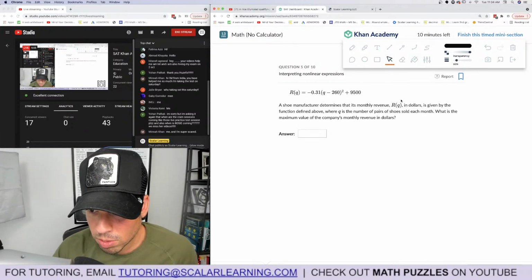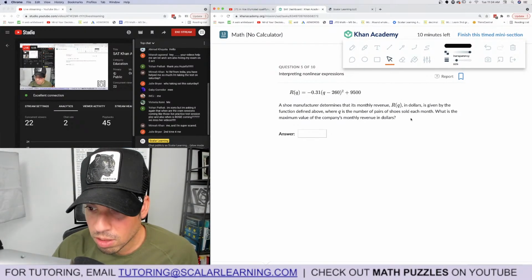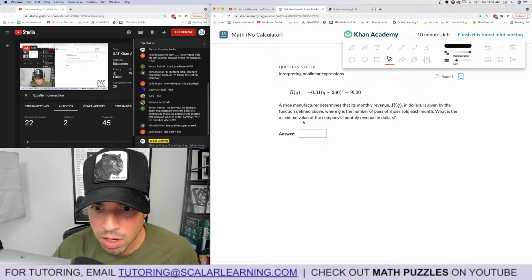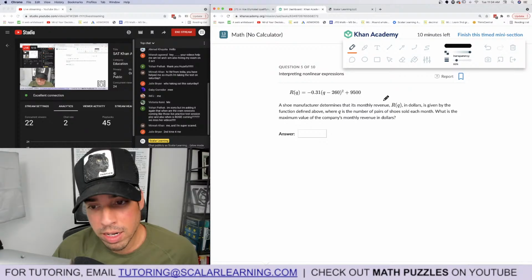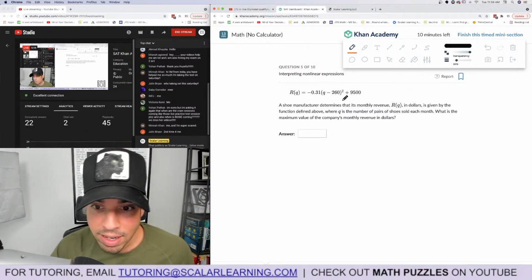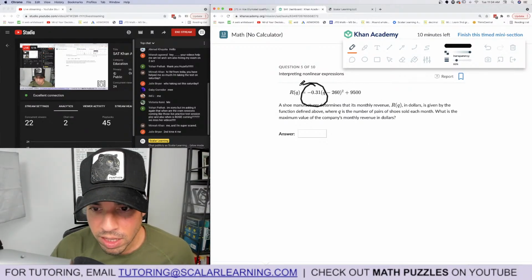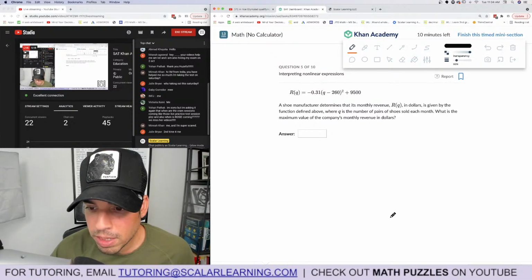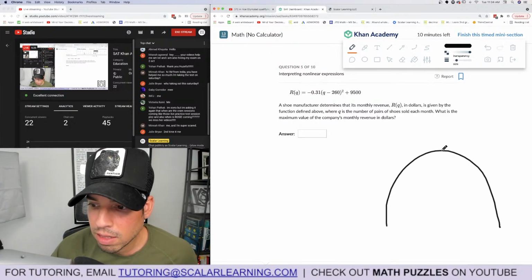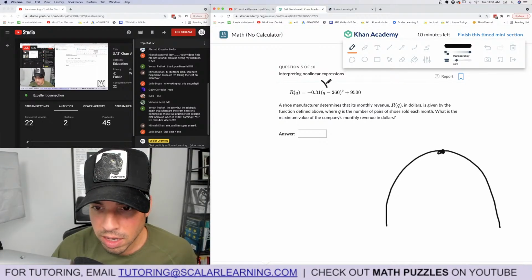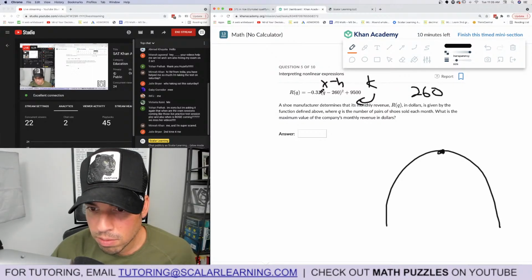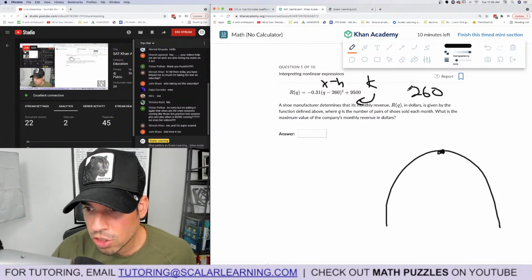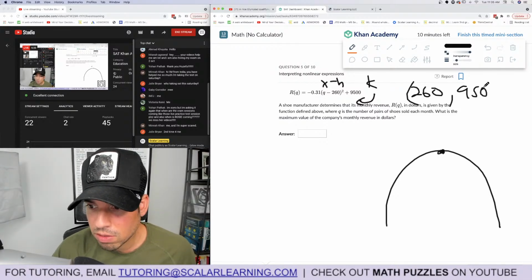A shoe manufacturer determines its monthly revenue, given by the function, where Q is the number of pairs of shoes sold each month. What is the maximum value of the company's revenue? Okay, this is a quadratic, and the nice thing is it's in vertex form. We see that the A value is negative, which means it's going to open downward. The vertex is x minus h squared plus k, so the vertex is 260, because you have to flip that, it's minus h, 260 comma 9,500.